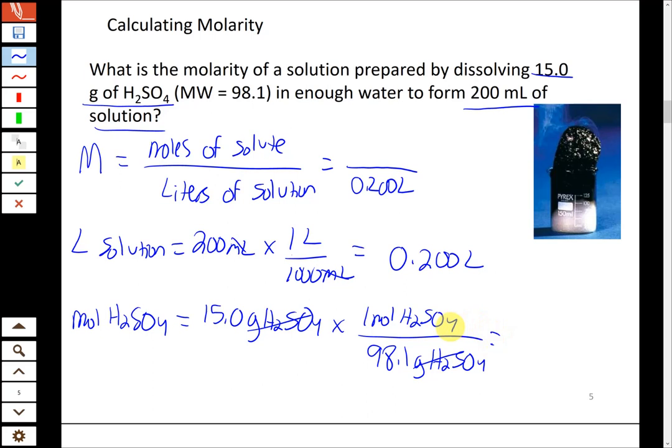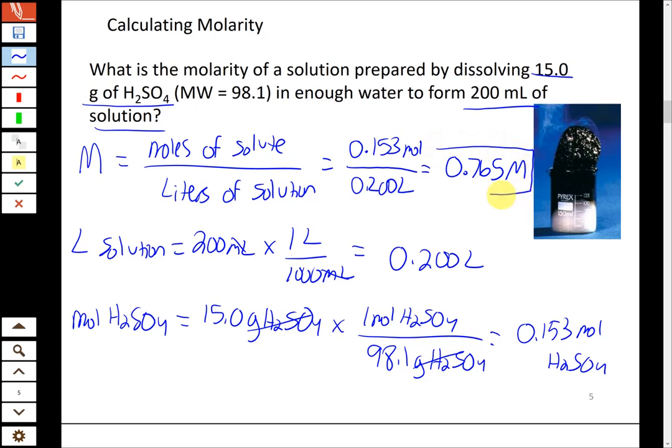And so that's going to be 0.153. All right, so that's moles of solute. So we're going to put that back up into this relationship for molarity. Moles of solute, which you just calculated, 0.153, divided by liters of solution, which is 0.2, and that means the solution molarity is 0.765, capital M for molar. Okay? So that's how we calculate molarity.